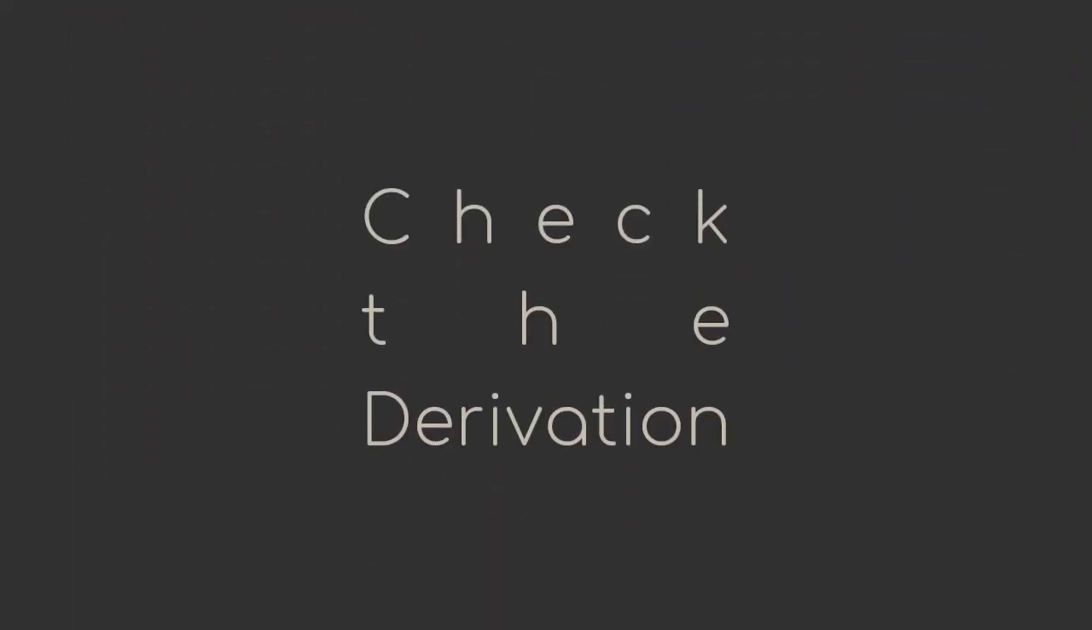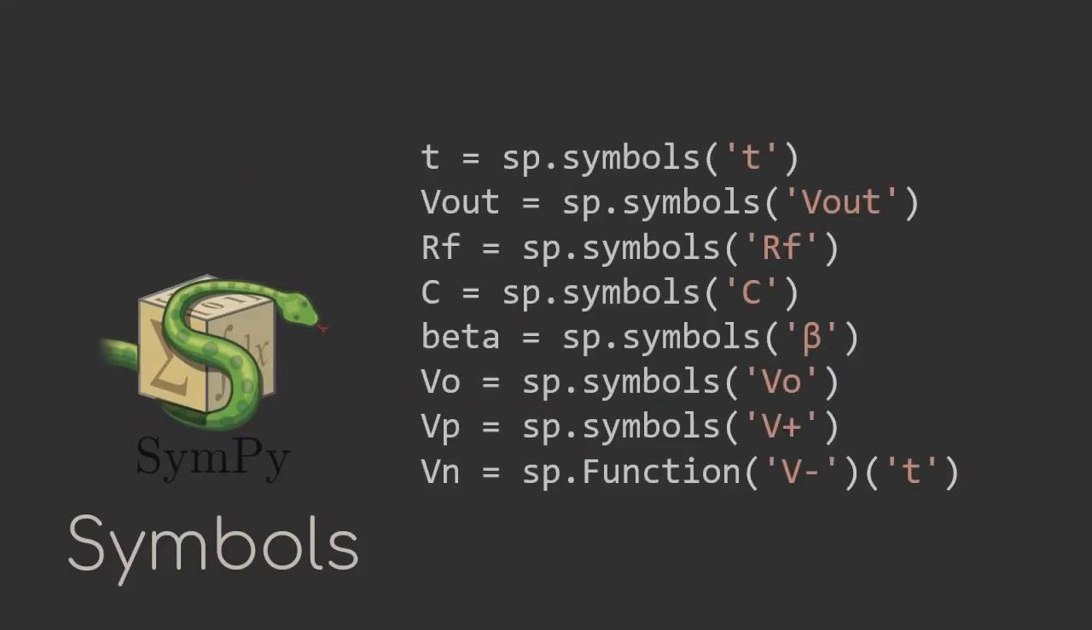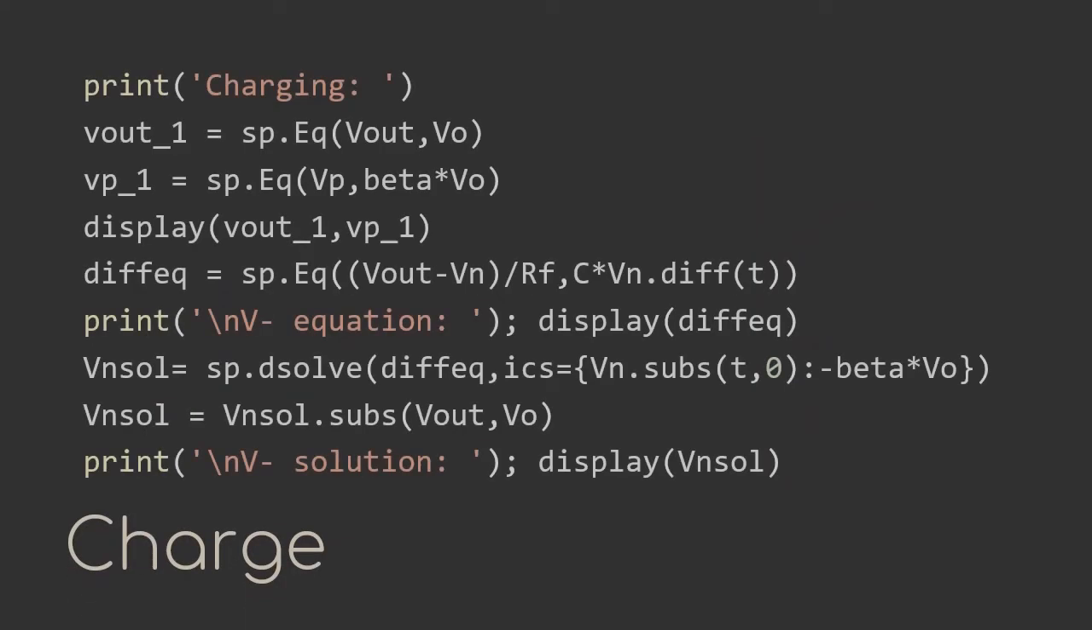So we try to build our own model. We use SymPy to solve the charging and discharging differential equation of the RC circuit. Then, we compare it with our math model derived in the previous session.